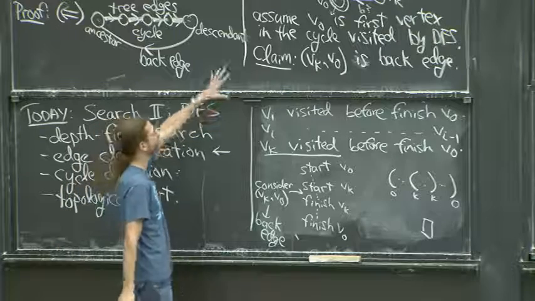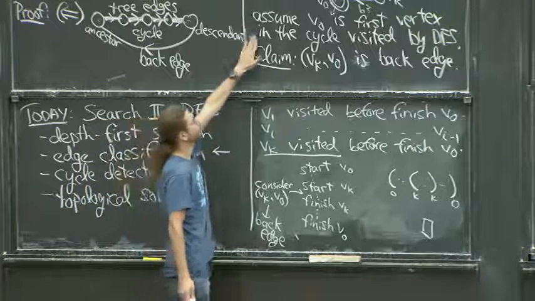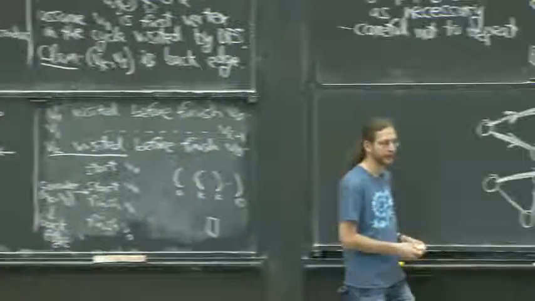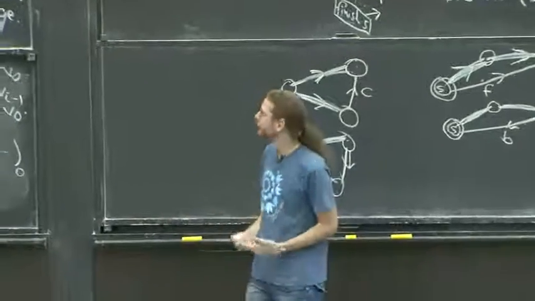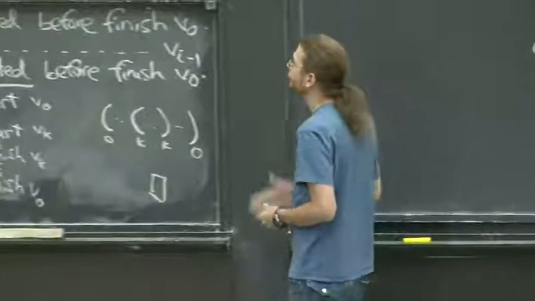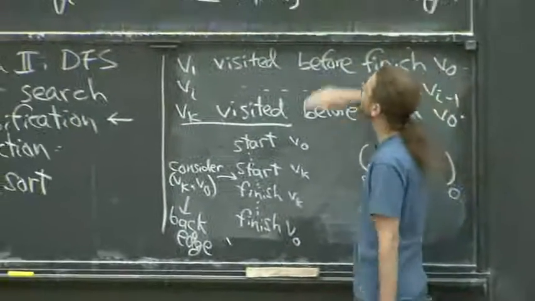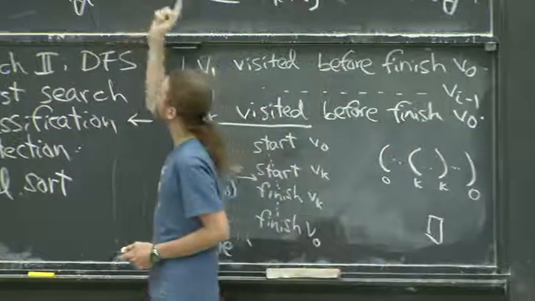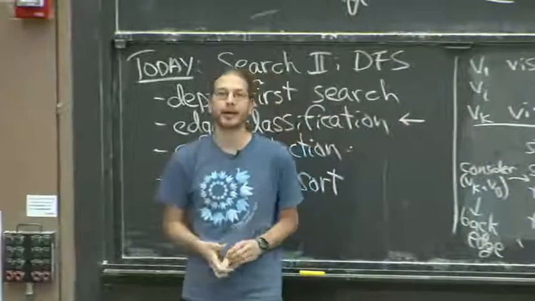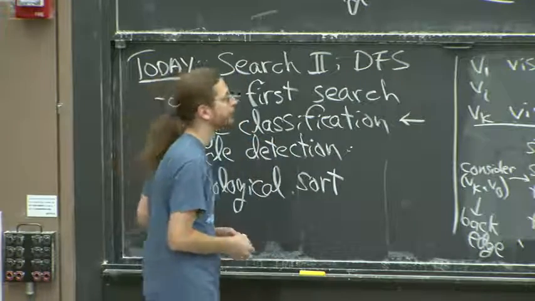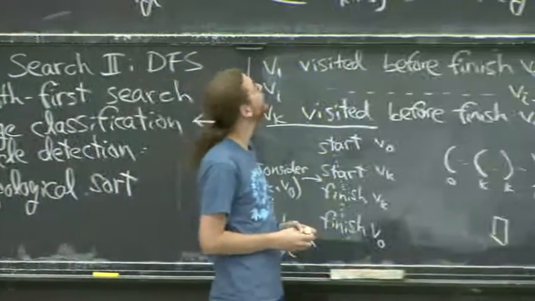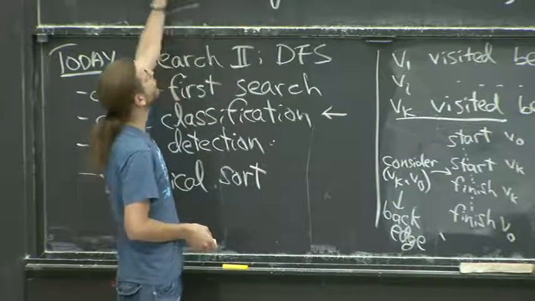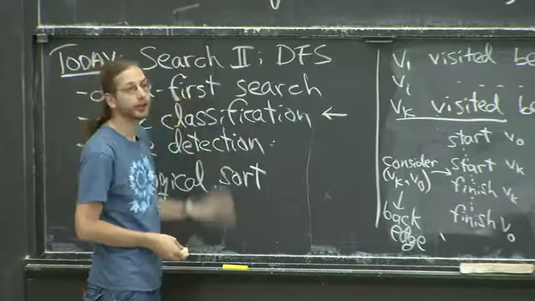It's pretty easy once you set up a starting point, which is to look at the first time you visit the cycle, then just think about how you walk around the cycle. There's lots of ways you might walk around the cycle, but it's guaranteed you'll visit vk at some point. Then you'll look at the edge. v0 is still in the stack, so it's a back edge. And so this proves that having a cycle is equivalent to having a back edge. This gives you an easy linear time algorithm to tell: does my graph have a cycle? And if it does, it's actually easy to find one, because we find a back edge. Just follow the tree edges, and you get your cycle.